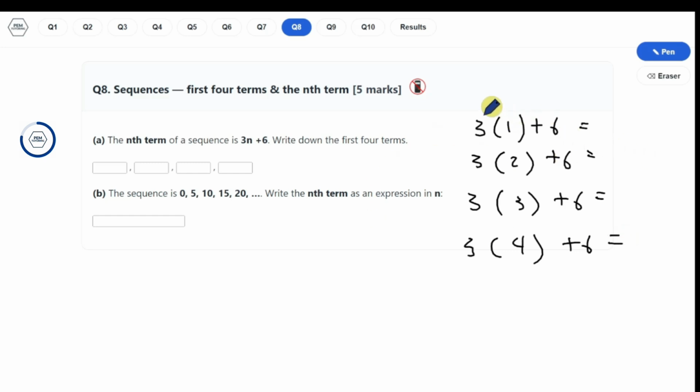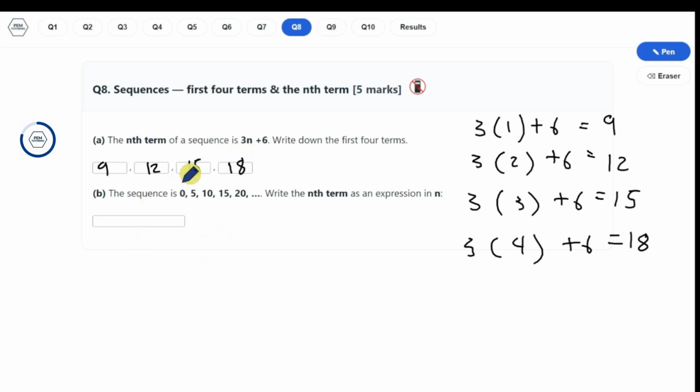Okay, so 3 times 1 is 3, plus 6 is 9. 3 times 2 is 6, plus 6 is 12. 3 times 3 is 9, and 9 plus 6 is going to be 15. 3 times 4 is 12, and 12 plus 6 is 18. So these are the first 4 terms, so we just write them down here. We have 9, 12, 15, and 18.